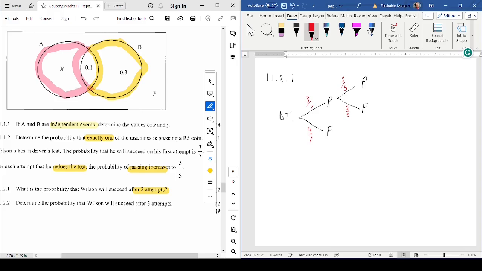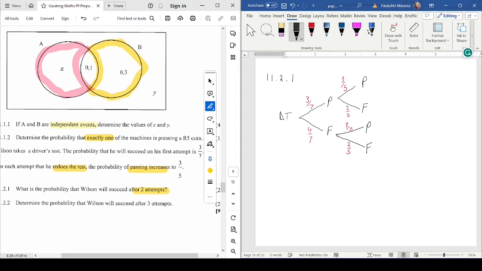Same over with the failure. If we complete that branch there, it's either he passes or he fails. So the probability that he passes, once again, over here is 3 over 5 as given, and then that he fails is 2 over 5. That's the complement. Cool. Now I hope you understand this.